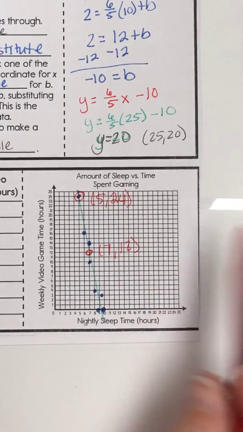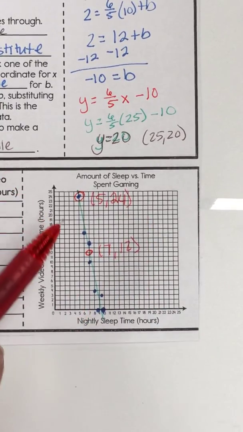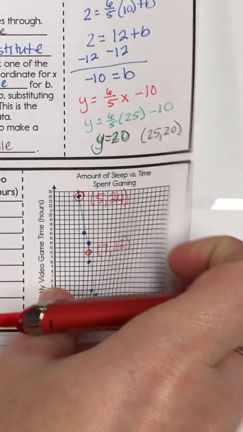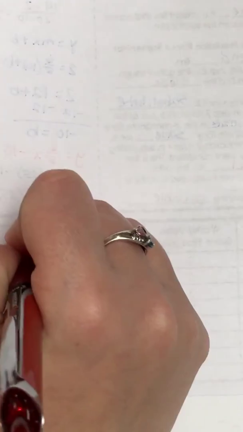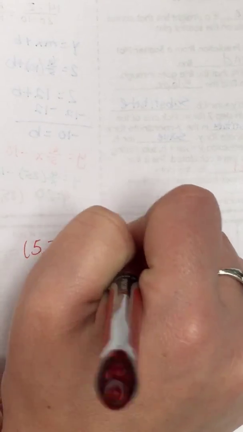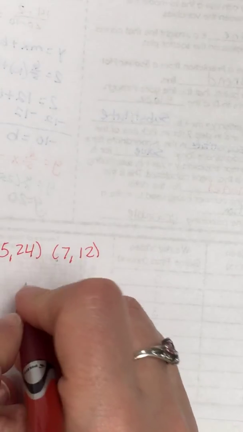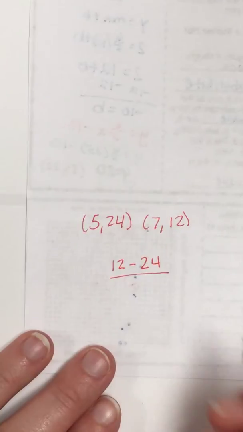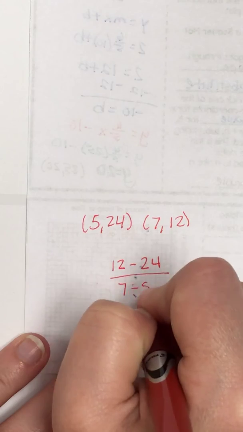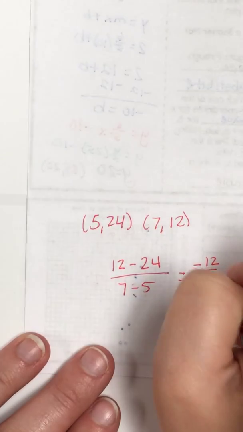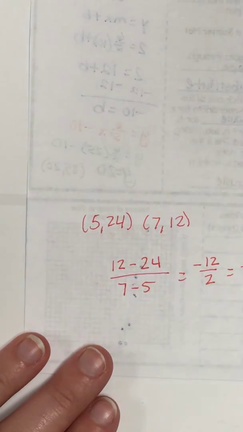You need to pick 2 points that are on your trend line, because if yours is not exactly like mine, then your points will not be exactly like mine. Okay, so (5, 24) and (7, 12). Remember, step 1 was find the slope. y2 minus y1 over x2 minus x1. So I have negative 12 over positive 2, which is negative 6.